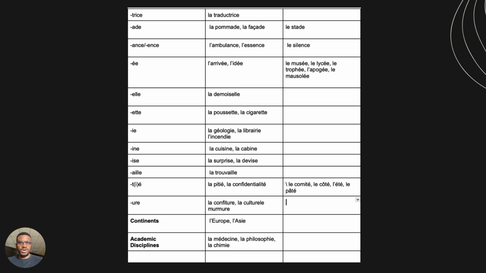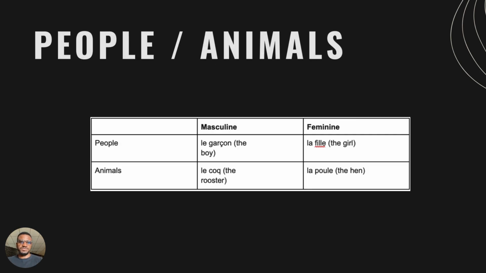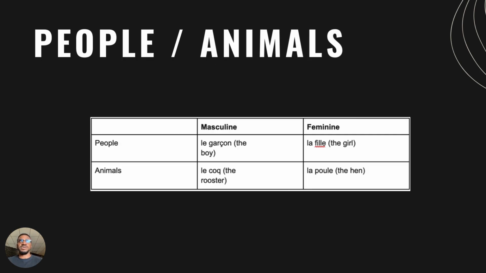And then URE: la confiture, la couturière, la murmure. Le murmure, that should be your exception. And then you have continents as well. They're all regarded as feminine: l'Europe, l'Asie, l'Afrique. And then your academic disciplines again, they are regarded as feminine: la médecine, la philosophie, la chimie. I don't know what went into deciding to say these nouns are feminine and the other ones are masculine. I think it was more for phonetic reasons, but I'm not sure what made them decide. All I know is that these are the ones that are regarded as masculine and those are the ones that are regarded as feminine.